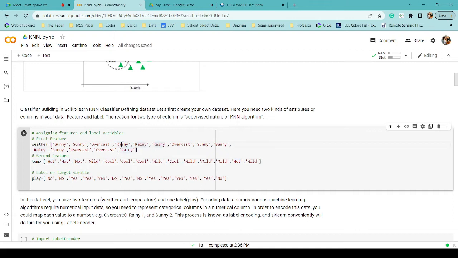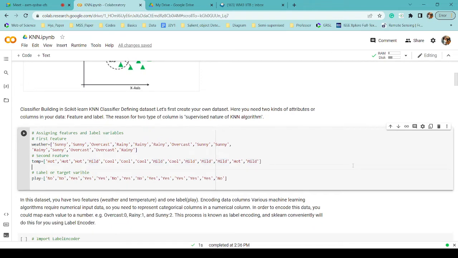Similarly, if it is rainy and mild, and so on. There are two features: one is weather, one is temperature. On the basis of that, I'm giving an output value. So this is my data set. This is just what we have created, a handful of data. How will things work with that?